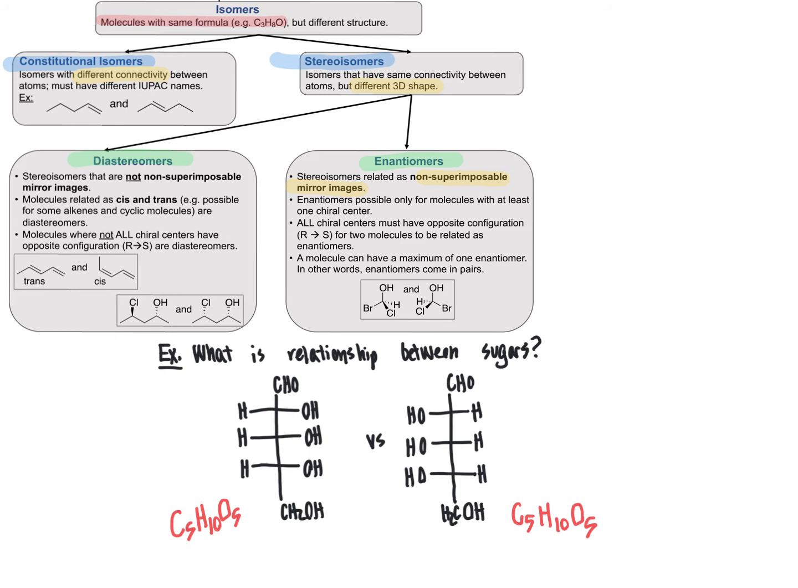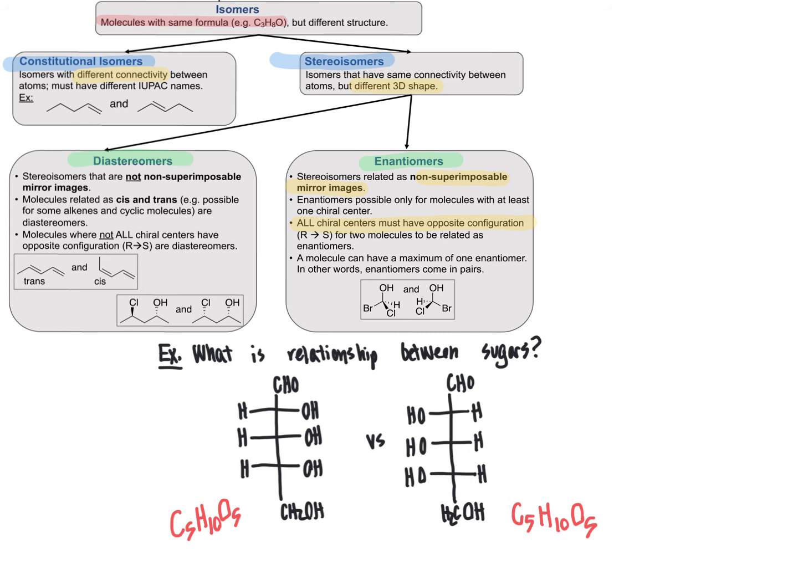The way that you can recognize an enantiomer is if you look at two molecules and you recognize that they are mirror images of one another and they have a chiral center or more than one chiral center, then the two structures are enantiomers. Another way to recognize it is that every single chiral center has the opposite configuration as we compare the two structures.